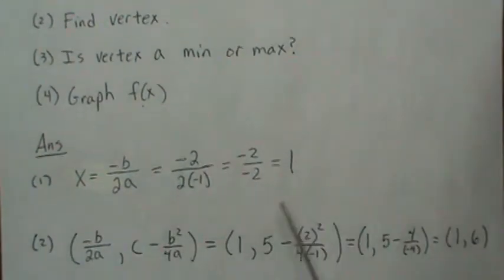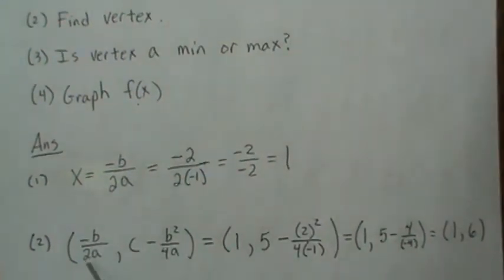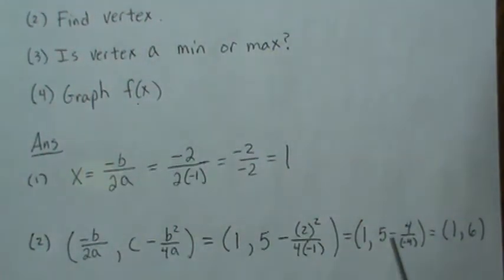Now the vertex y-value is this formula: c minus b squared over 4a. Well, we just calculated the axis, so we put it there. And then c is 5, minus 2 squared, over 4 times minus 1. That's 4 over minus 4, which is minus 1. So we have 5 minus a minus 1, which is 6. So the vertex is at 1, 6.